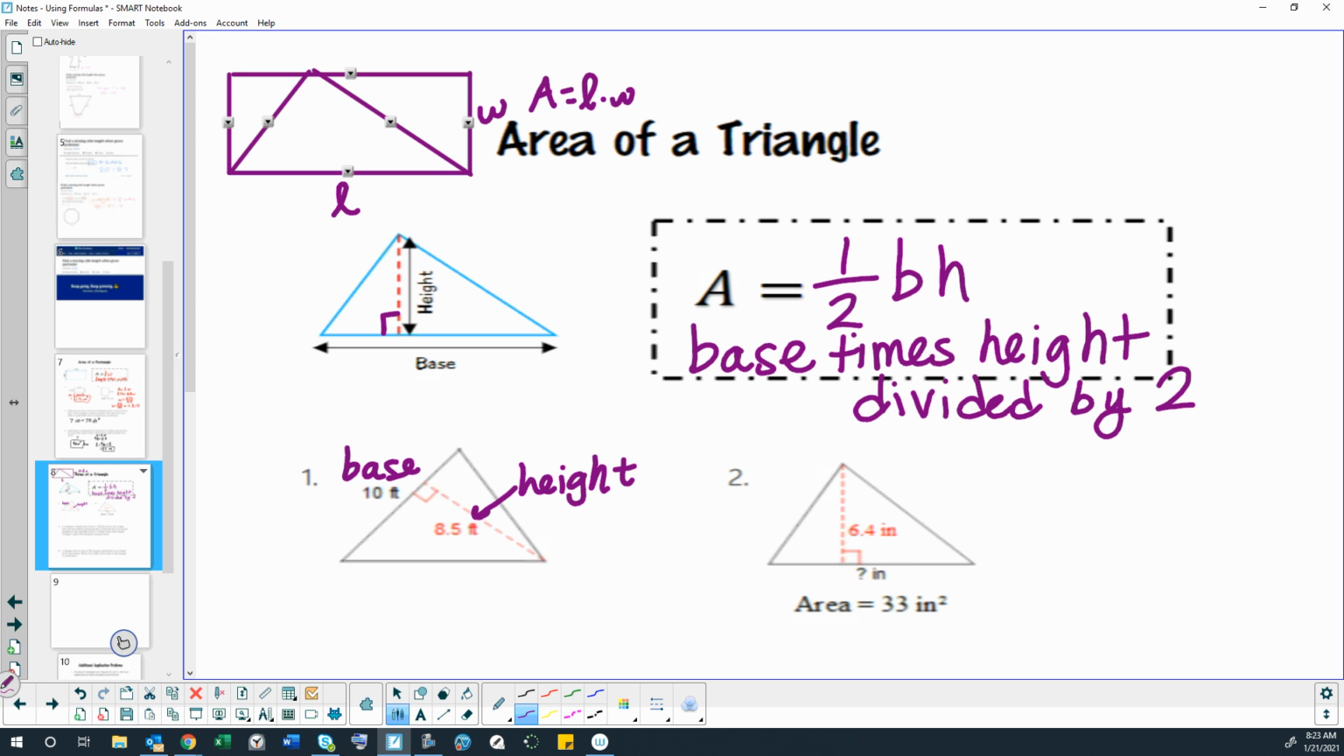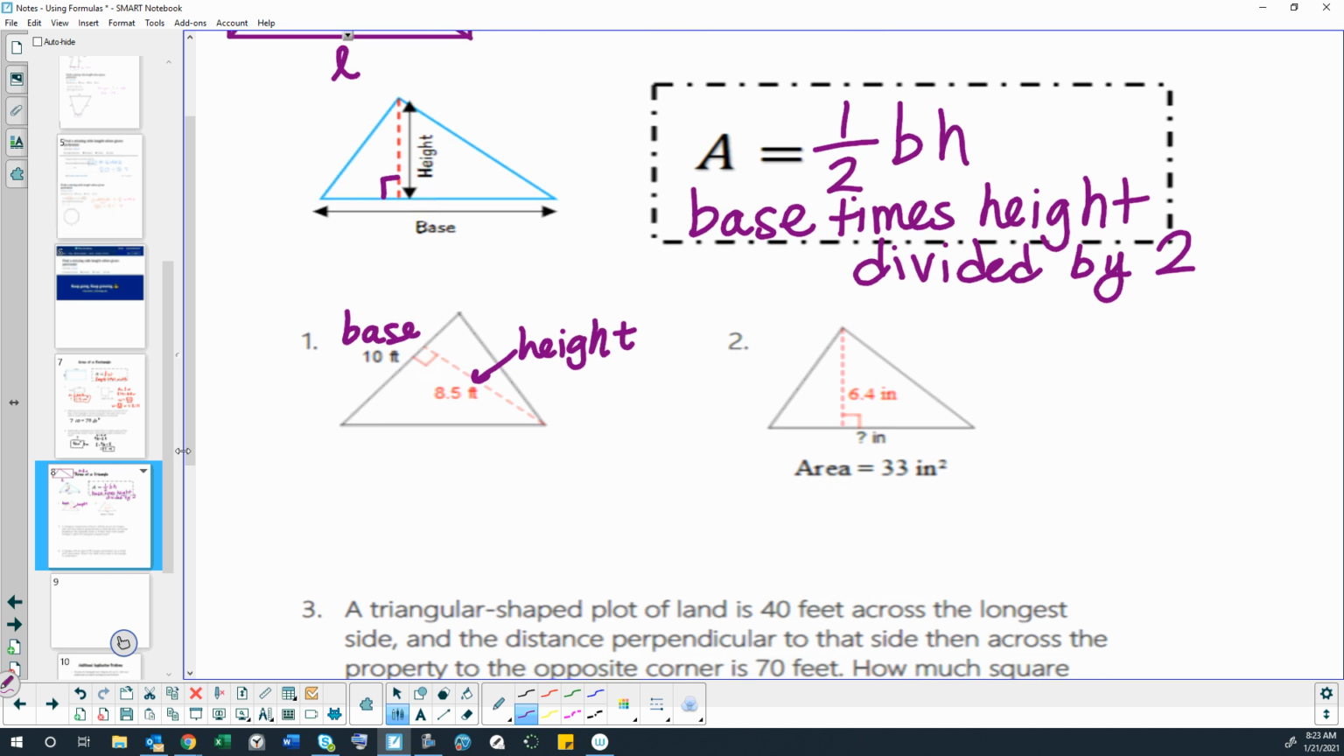Okay, so let's go ahead and solve problem 1 by using our formula. So I'm going to take the base, which is 10, times 8.5. You might notice I skipped the 1/2. Because I'm going to do the 1/2 a different way. Instead of thinking of it as multiplying by 1/2, let's think of it more as dividing by 2. I think that's the easier thing to put in your calculator instead of worrying about that fraction. Dividing by 2 is the same thing as multiplying by 1/2.